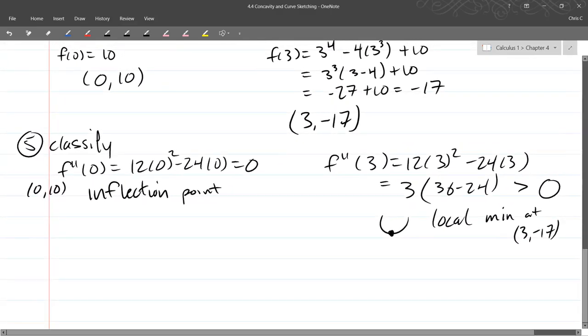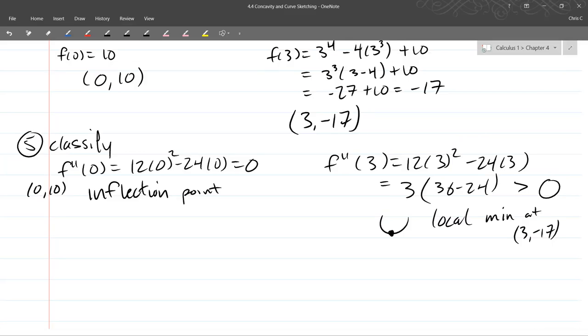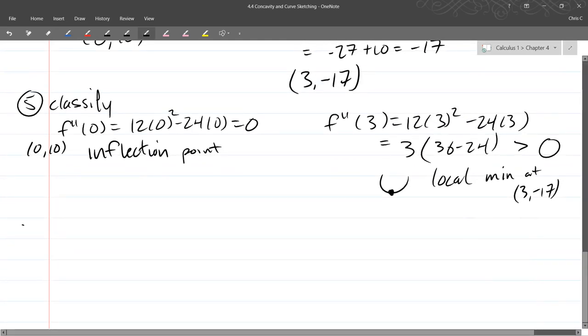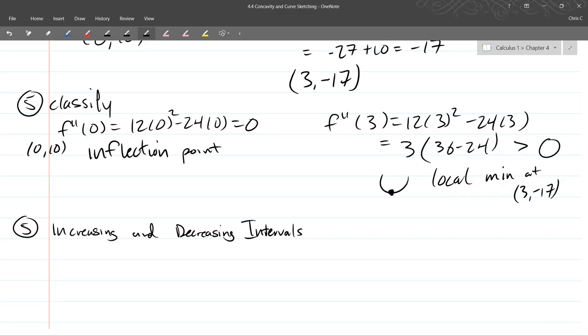So we classified our critical points. Now we're going to do the next step, which is increasing and decreasing intervals. Generally, you want to find one of them, and then the other one is going to be whatever's left over, pretty much.